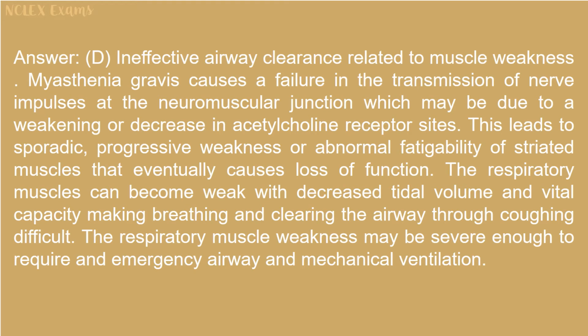Myasthenia gravis causes a failure in the transmission of nerve impulses at the neuromuscular junction, which may be due to a weakening or decrease in acetylcholine receptor sites. This leads to sporadic, progressive weakness or abnormal fatigability of striated muscles that eventually causes loss of function. The respiratory muscles can become weak with decreased tidal volume and vital capacity, making breathing and clearing the airway through coughing difficult. The respiratory muscle weakness may be severe enough to require an emergency airway and mechanical ventilation.